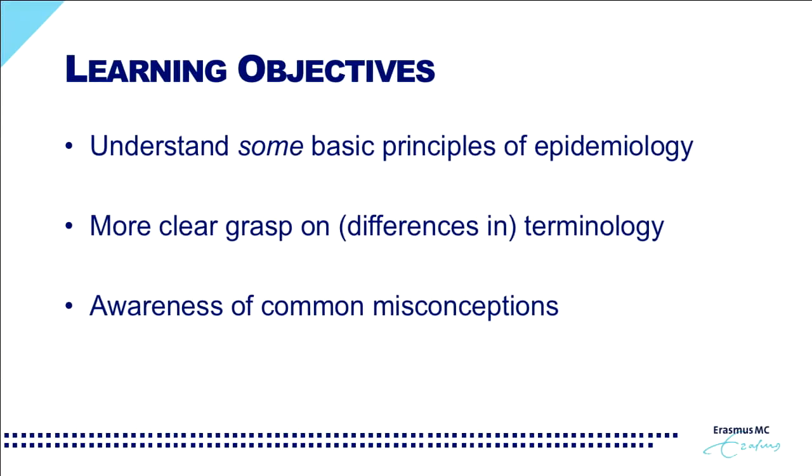What I'm going to go over is very basic epidemiology, just to give everybody a bit of an overview as to what we are talking about when we're talking about applying epidemiology to human brain mapping. We, of course, can't cover everything under the sun in terms of epidemiology, so it will be a rough overview. By the end of this talk, I hope that we have a better understanding of some basic epi principles, a clearer grasp on terminology and why terminology is important, and also an awareness of some really common misconceptions about epidemiology.